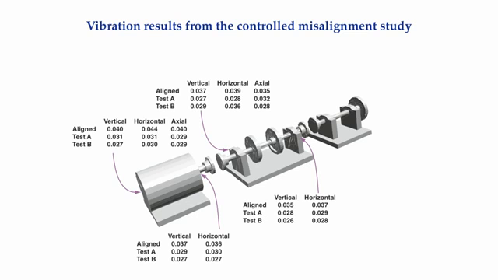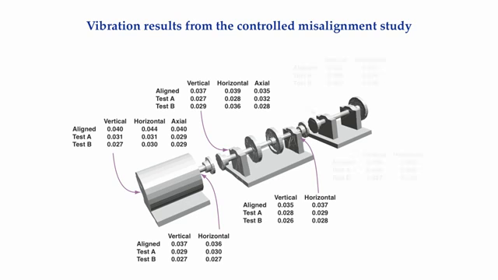In the horizontal direction, the vibration went from 0.039 to 0.028 to 0.036. In the axial direction, 0.035, 0.032, 0.028. On the other bearing in the vertical direction, 0.035, 0.028, 0.026, and in the horizontal direction, 0.037, 0.029, 0.028.